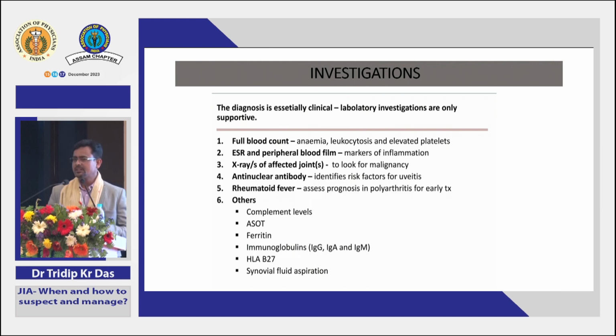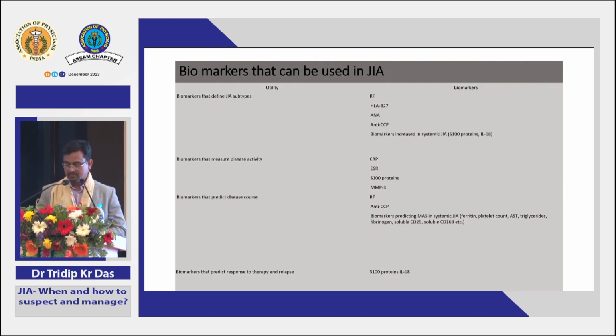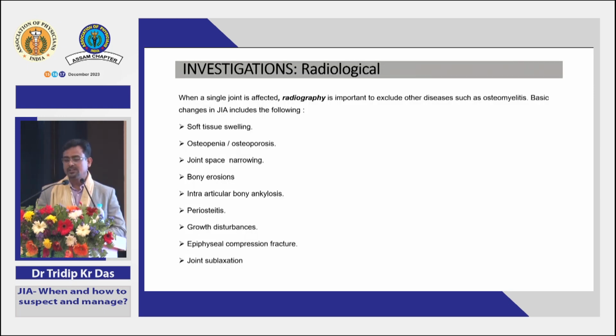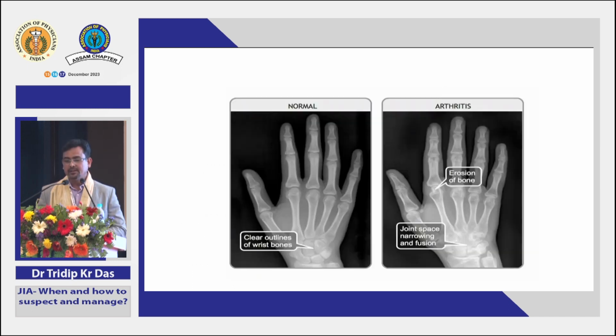So this is clinical, basically we should diagnose this JIA clinically, but definitely we need to do a lot of investigations like CBC, X-ray, antibody, RF factor, complement factors, etc. Radiology has got a definite role to play in JIA. These are the findings of erosion.